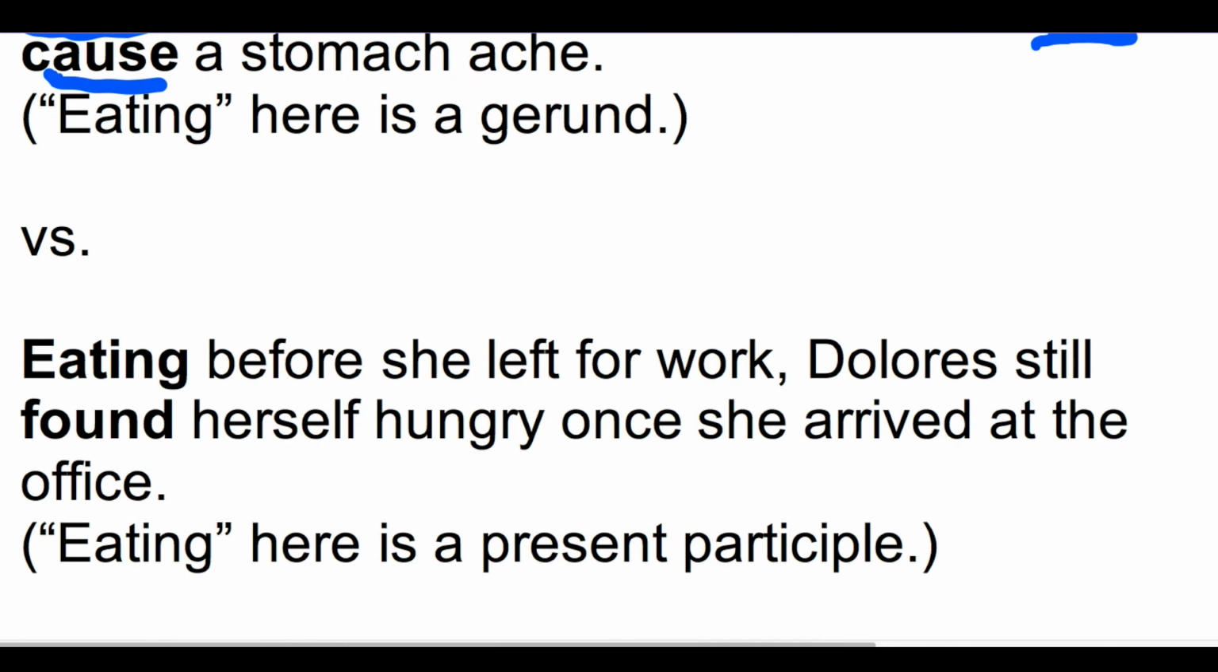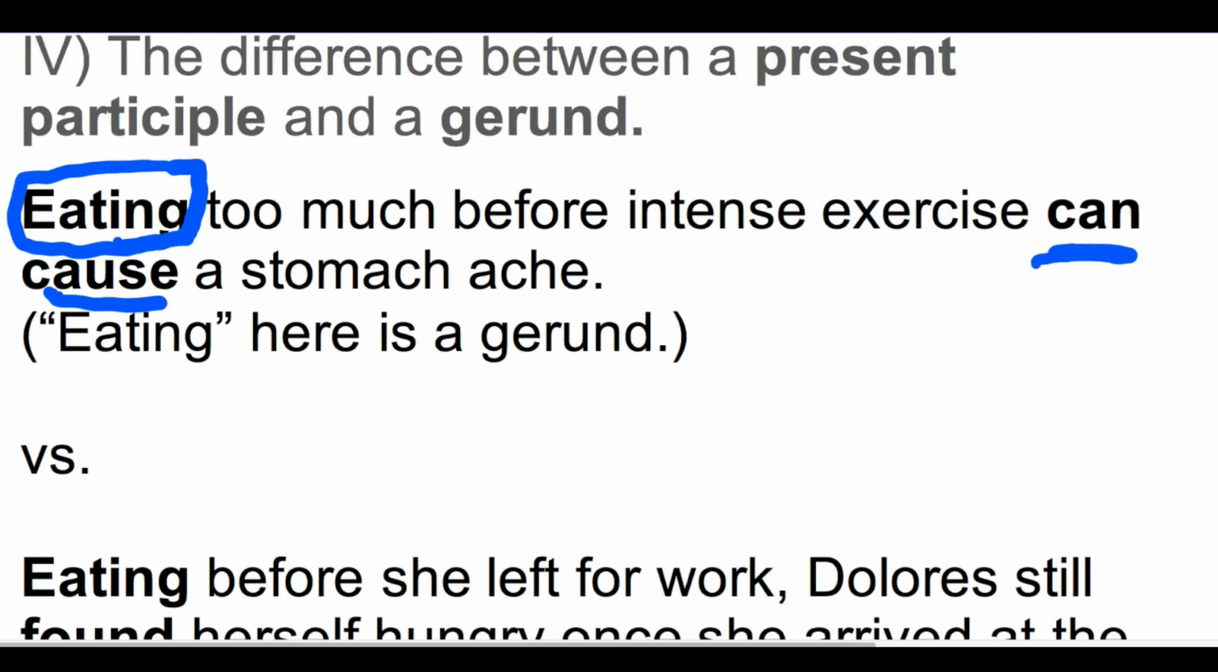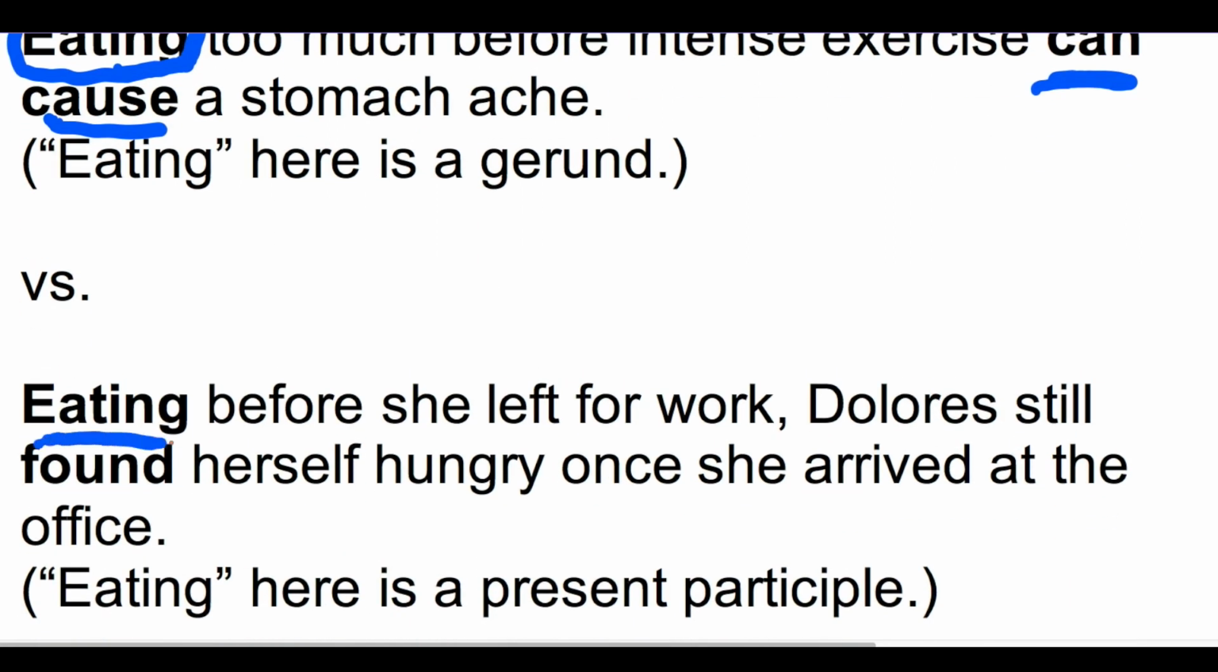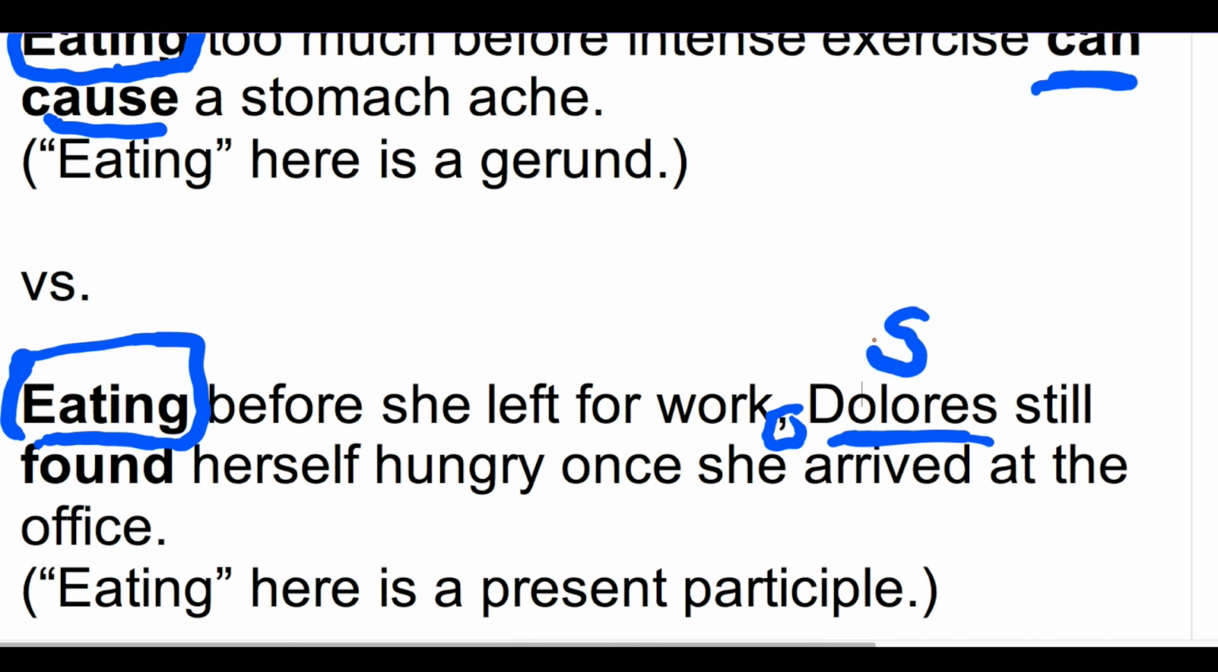Here's a different version. I've just done the gerund: eating too much can cause a stomach ache. And now here is eating at the beginning, but as a present participle. Eating before she left for work, comma, the comma is the clue, Dolores. I'm going to put an S over Dolores. Notice it's not a verb, it's the subject. Eating before she left for work, comma, the subject. Therefore, you know you're in present participial land.